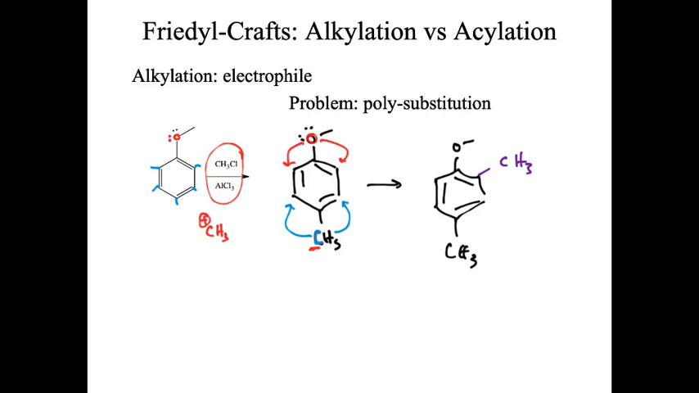Hence the phrase underneath: alkylations, polysubstitutions. Okay? If you're going to run Friedel-Crafts alkylations, you typically will do multiple substitutions. And there isn't a whole lot you can do to stop that, because the product of each of those is more reactive than the past one. Does that make sense?